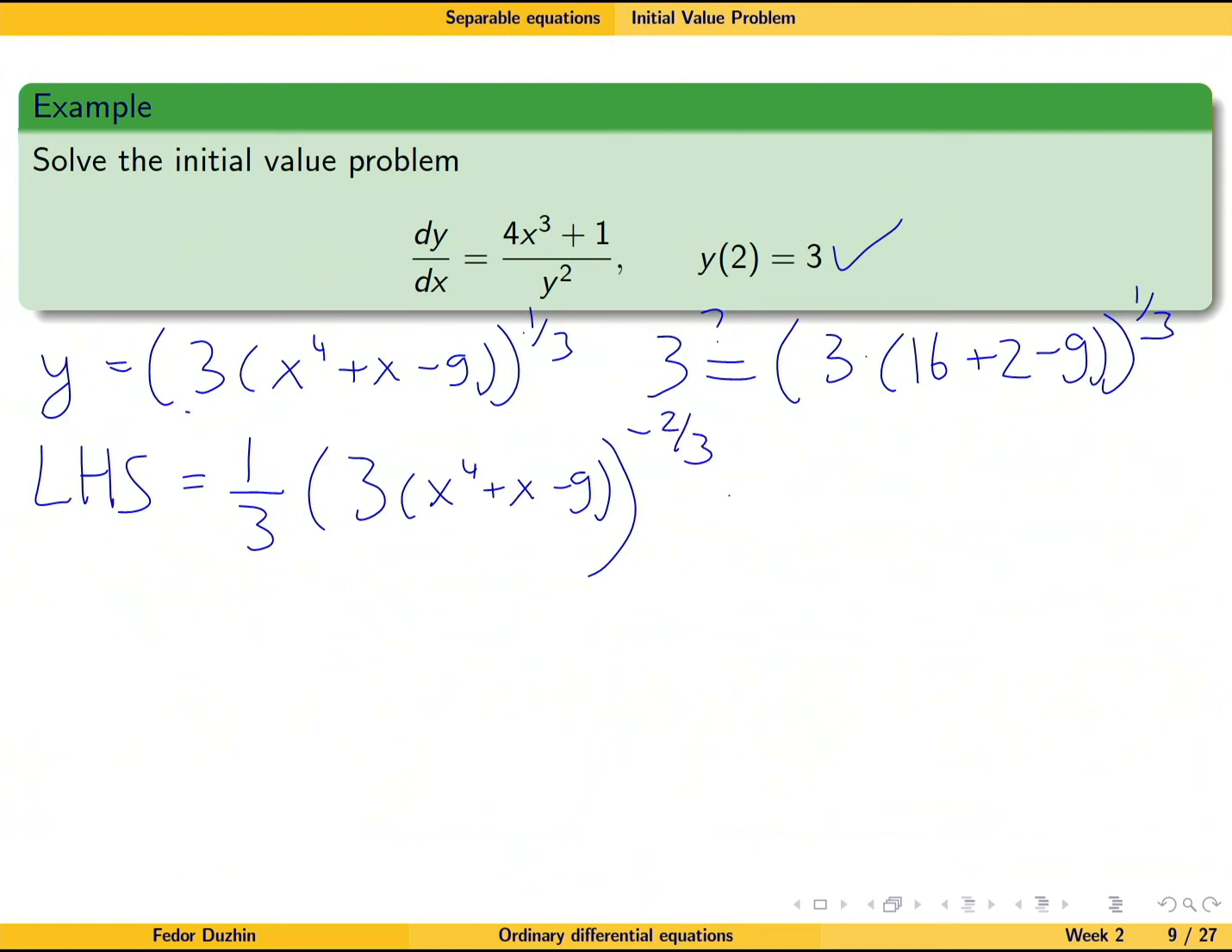Times the derivative of whatever is inside the power of 1/3. So there we have 3 times the derivative of x to the 4 plus x minus 9. Then the derivative of x to the 4 is 4x cubed, plus 1, minus 1 gives 0. Okay, excellent. And notice that 3 and 3 cancel out.